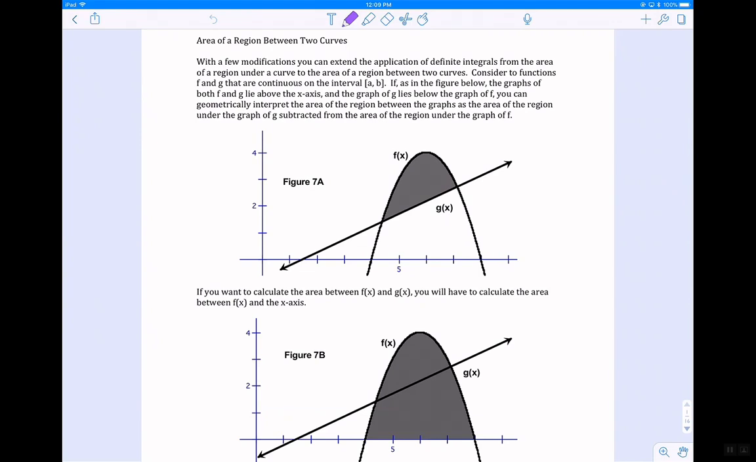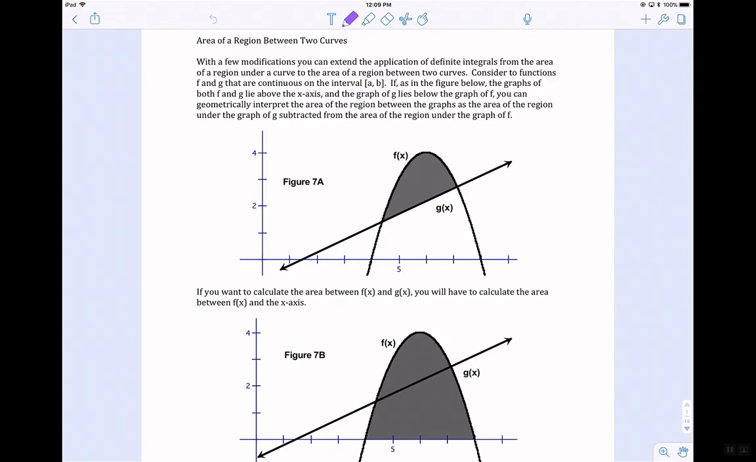Okay, so let's go ahead and take a look at this lesson. This lesson is going to deal with definite integrals again, but instead of looking at the area under just one curve with respect to an axis, we're actually going to look at the area between two curves. So finding the area between two equations.